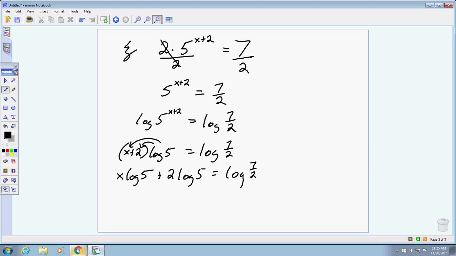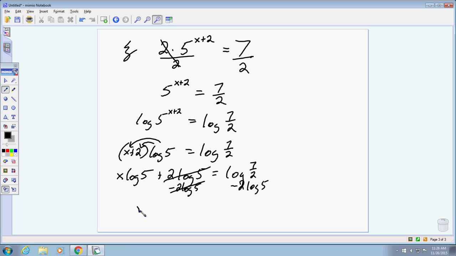So now I just got to isolate x. Like I said, if the x is outside the log, like you notice it's not in the log 5, it's in front, not in it, you just isolate x, just like you would in grade 9 solving linear relations. So I'm going to minus the 2 log 5. That cancels this guy out.